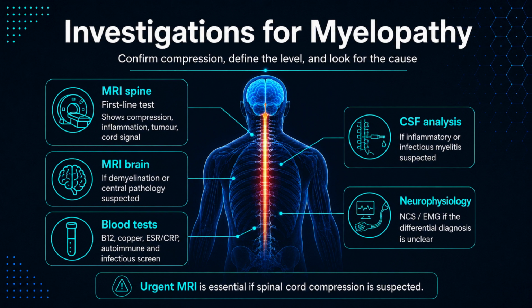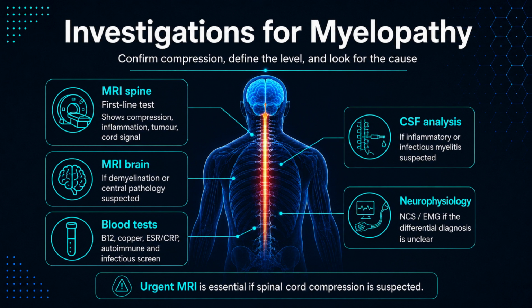Once myelopathy is suspected, investigations are used to confirm spinal cord involvement, define the level, and identify the underlying cause. The most important first-line test is an MRI of the spine, especially if compression is suspected. MRI can show cord compression, inflammation, tumor, and abnormal cord signal. MRI brain may be added if demyelination or another central nervous system process is suspected. Blood tests can look for treatable causes, including vitamin B12 deficiency, copper deficiency, inflammation, autoimmune disease, and infection. CSF analysis is useful when inflammatory or infectious myelitis is suspected.